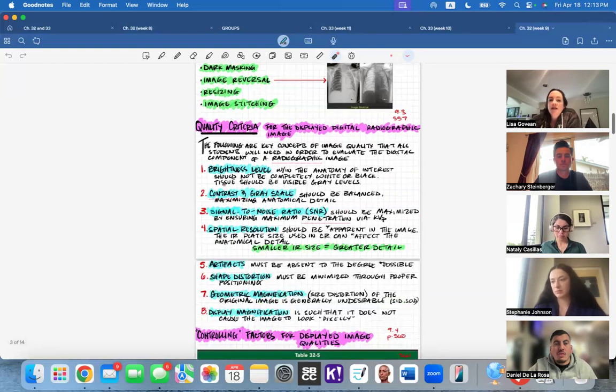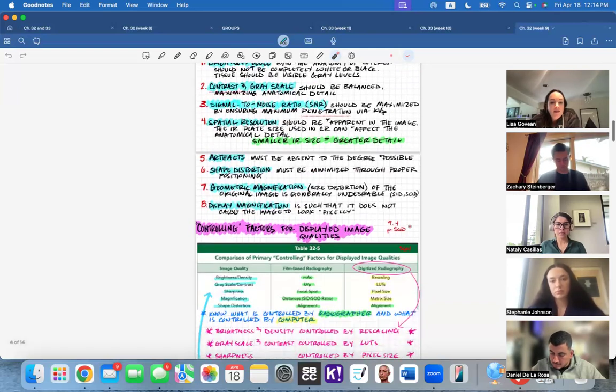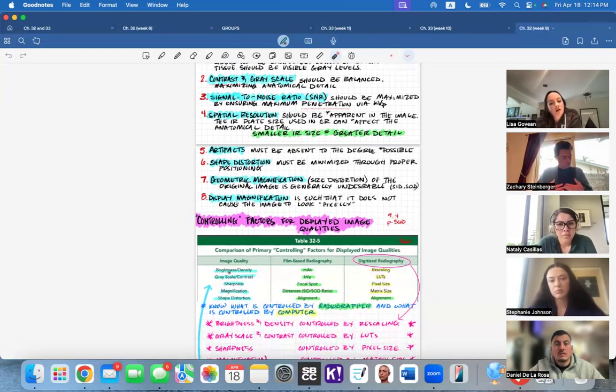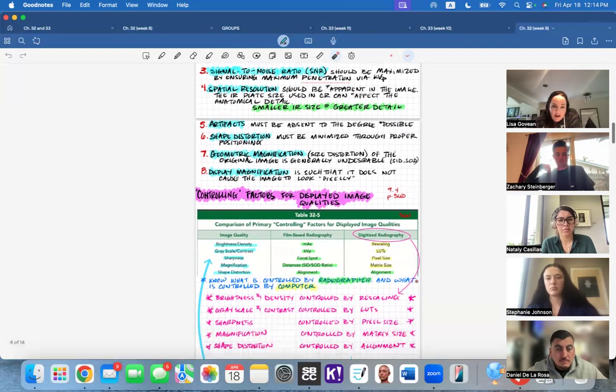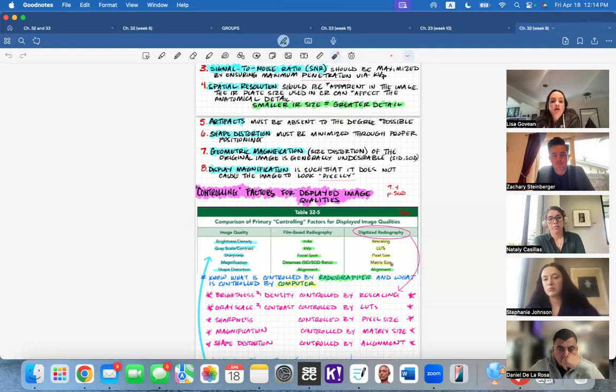Quality criteria. This is one of the things that he asked about. These are the 8 things. And you were talking about this too, Natalie. I think these are all 8 things that we definitely need to know. And then the next section kind of lumped them together, because these are the primary controlling factors. So there are more, but these are the primary ones. Film-based and then DR. I highlighted what's done by the radiographer in film, all of these things. Whereas in digital radiography, the only thing technically is the alignment. Everything else is done by the computer system.